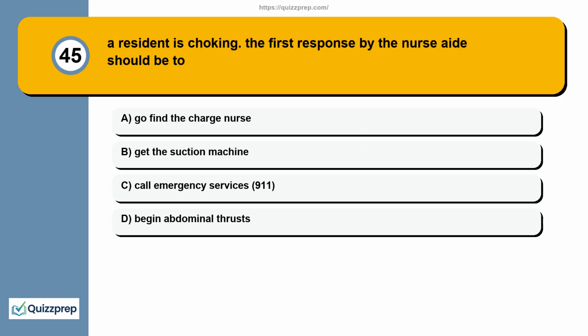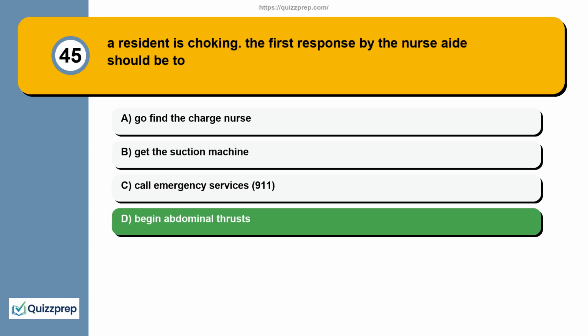Question 45. A resident is choking. The first response by the nurse aide should be to: Option A, go find the charge nurse. Option B, get the suction machine. Option C, call emergency services, 911. Option D, begin abdominal thrusts. The correct answer is option D, begin abdominal thrusts.